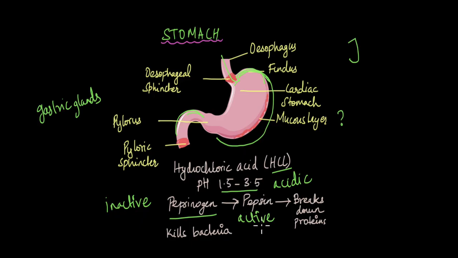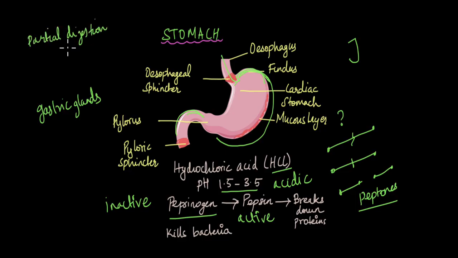And now this active form, pepsin, begins to break down proteins. Proteins, as you know, are long molecules. They are extremely lengthy. So in the stomach, these lengthy proteins are broken down into smaller proteins called peptones. But the complete digestion of proteins occurs in the small intestine only. In the stomach, the proteins are partially digested into peptones. So we can say that the partial digestion of carbohydrates, especially starch, occurs in the mouth itself with the help of salivary amylase, and for proteins, the partial digestion begins in the stomach with the help of pepsin.